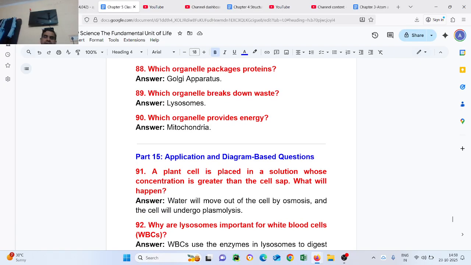Question 91. A plant cell is placed in a solution whose concentration is greater than the cell. What will happen? Water will move out of the cell by osmosis and the cell will undergo plasmolysis.